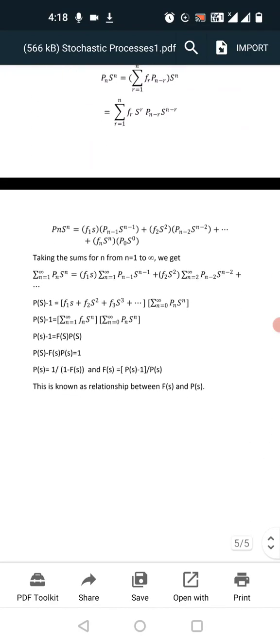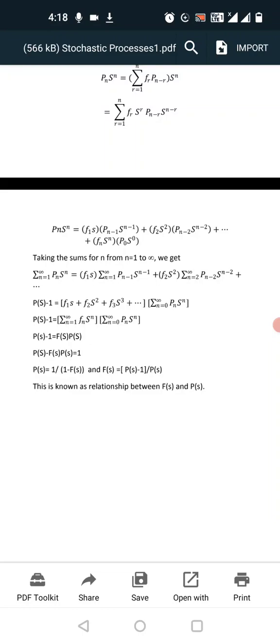So this term is denoted by P(s) minus 1. Consider the terms f_1 s, f_2 s^2, f_3 s^3 and so on, multiplied by the summation n equal to 0 to infinity of p_n s^n. The terms f_1 s, f_2 s^2, etc. are denoted by summation n equal to 1 to infinity of f_n s^n, and the other term, summation n equal to 0 to infinity of p_n s^n, is denoted by P(s). The first is denoted by F(s).